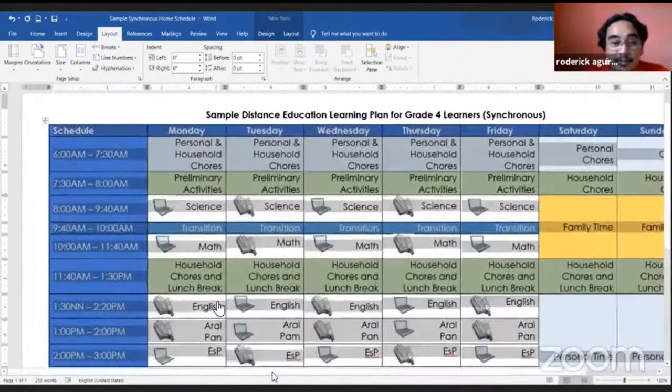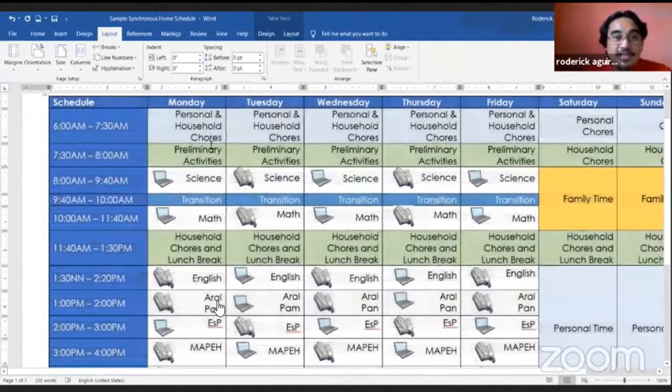Sa Monday, nakalagay po doon, 6 to 7:30 personal and household chores. Ibig sabihin, nanay, bahala po kayo kung anong utos ng mga magulang sa mga anak niyo, pero ito po, paliguin niyo and so forth. 7:30 to 8 po ay preliminary activities po. Ibig sabihin, i-prepare niyo po mga anak niyo, ready na po sila na dapat nandito ang location ng lugar nila ng kanilang pag-aaral.